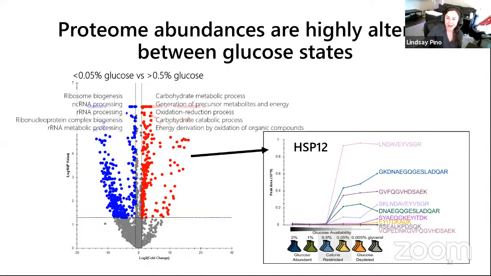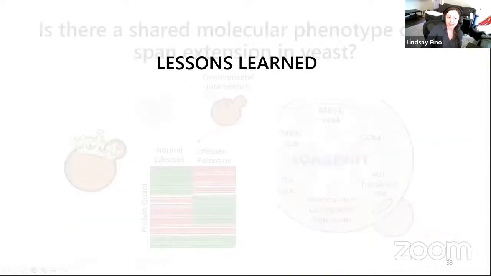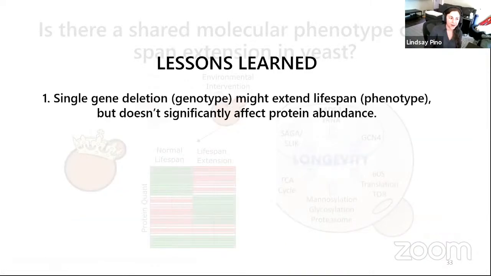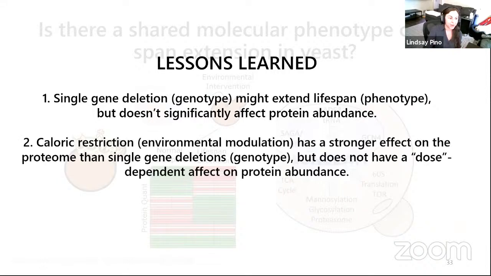I took away three lessons from this. The first lesson I learned, to my surprise, was that deleting a gene might affect a phenotype, but it didn't seem to affect the protein abundance. The proteome seemed pretty plastic, pretty stable in response to deleting an entire gene, which was not what I expected. I found that although genotype manipulations didn't seem to change the proteome, calorie restriction really did. So environmental modulations had a much stronger effect on the proteome.